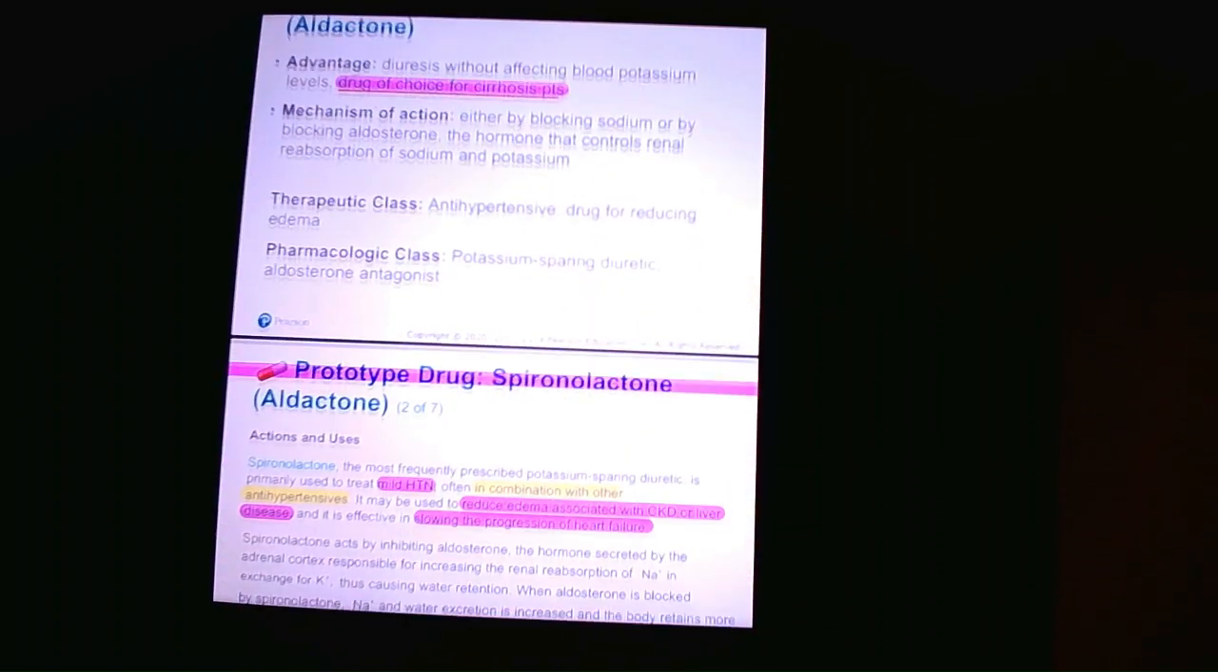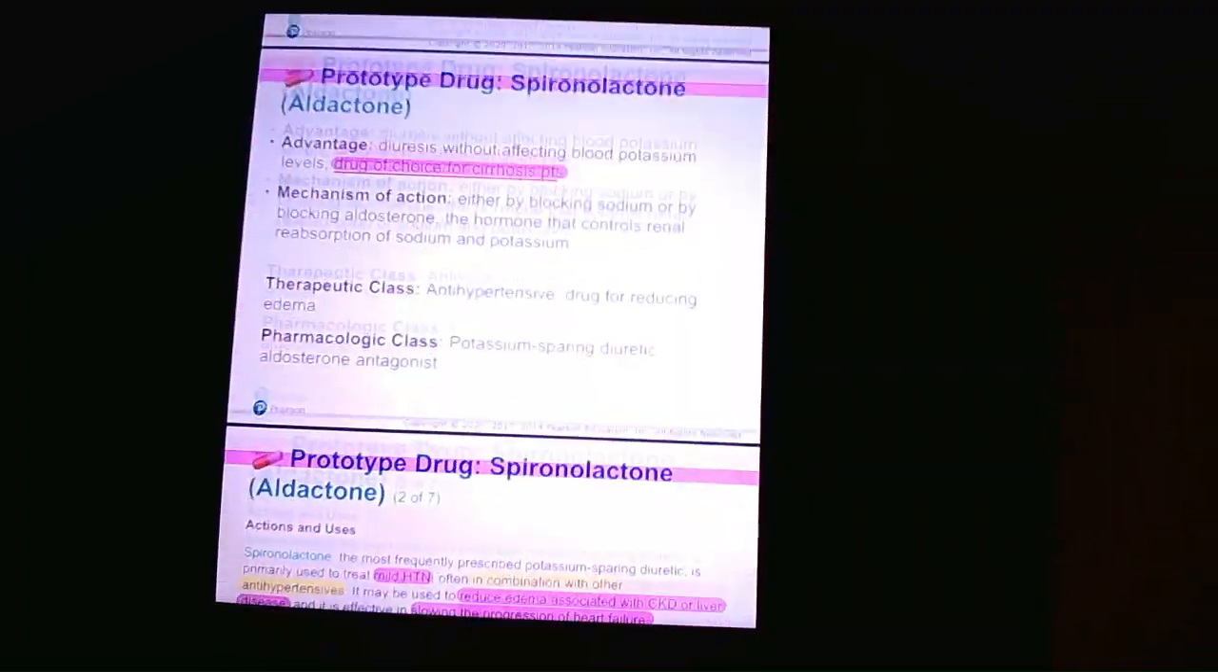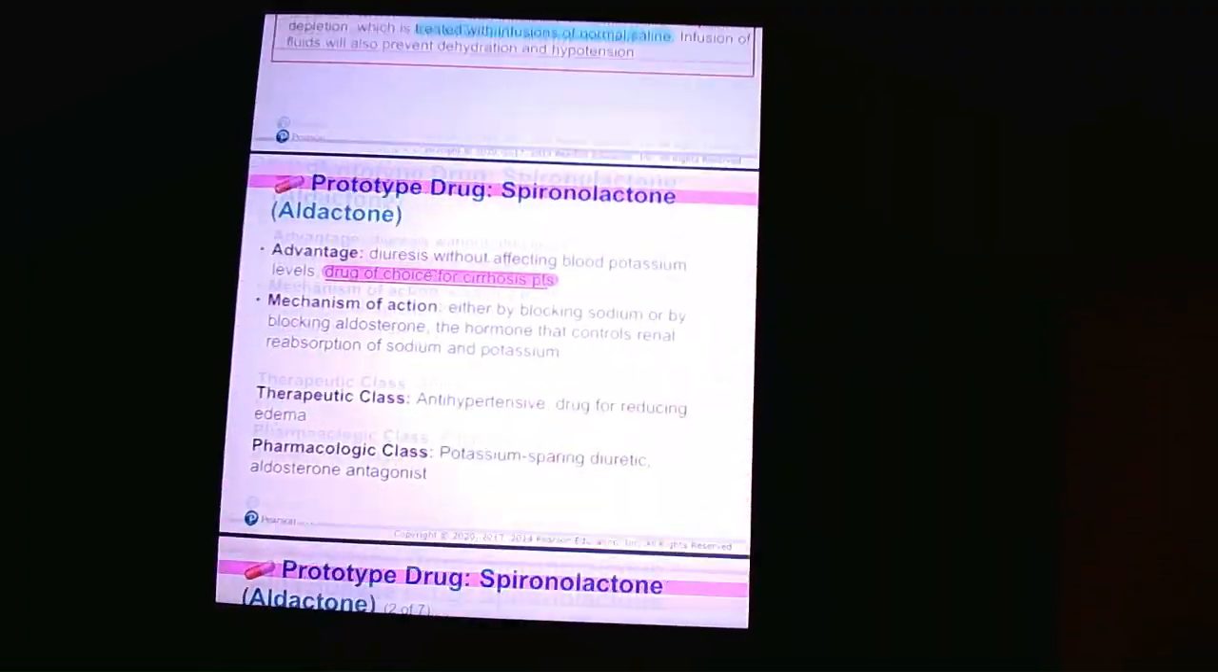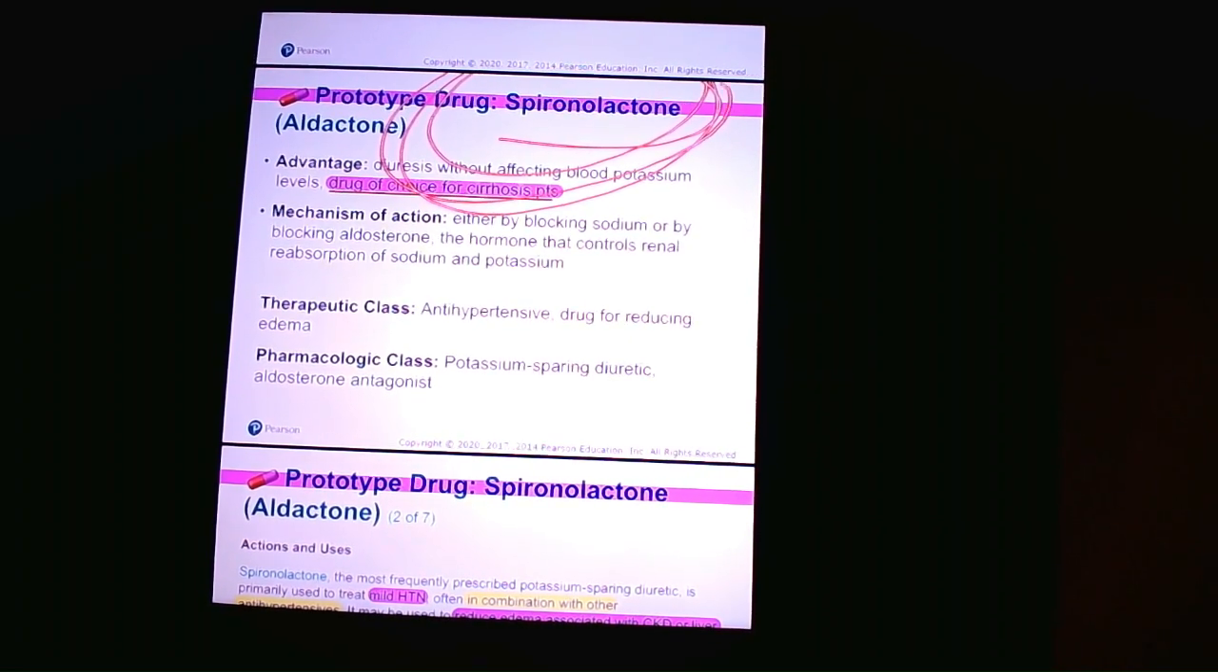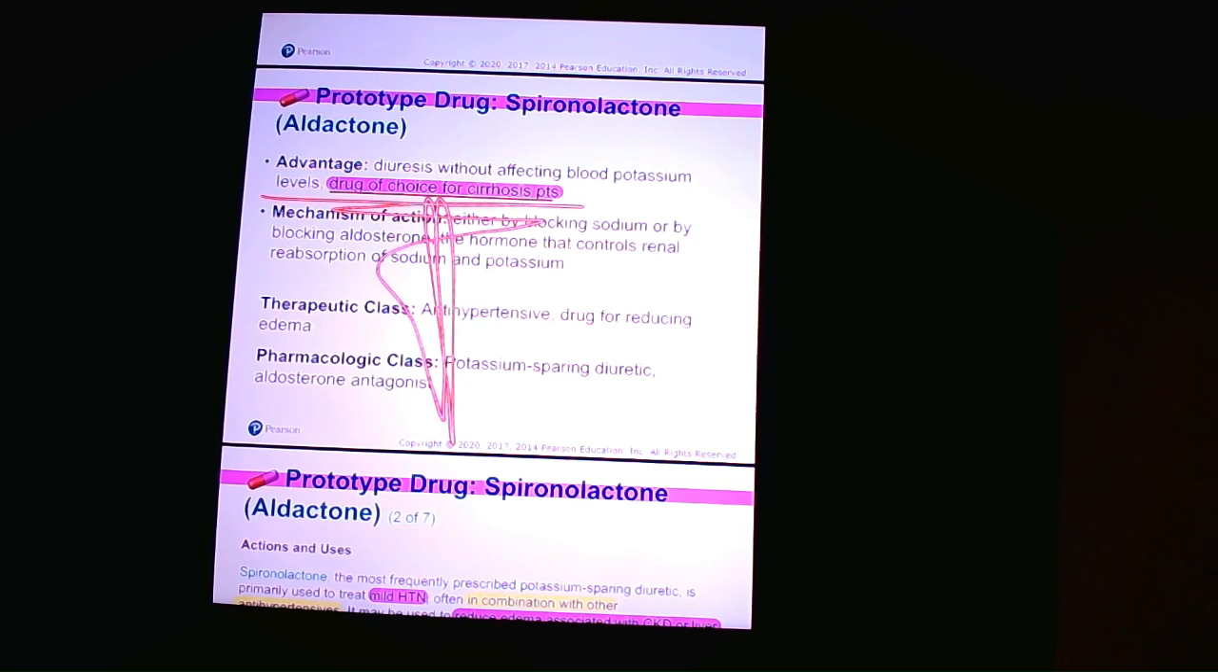Now we have our potassium sparing drug, right? Oh my goodness. Almost done. We're almost at the finish line. Don't worry, we're almost there. Spironolactone, right? That is our potassium sparing diuretic. They're the first drug of choice for patients with cirrhosis. That's the big thing that is very unique with it.